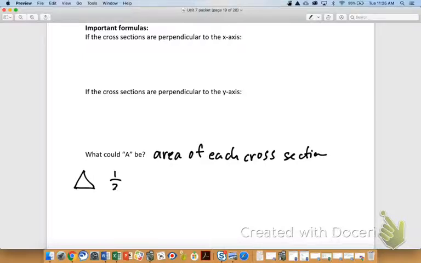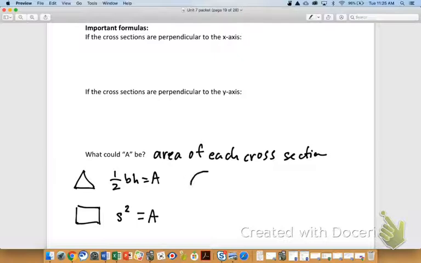1/2 bh. There you go. What if the cross sections are squares? Don't do bh, be specific. Not xy, not lw, something squared. How about side squared? Yeah. So I would just go side squared. Now, the b times h, the l times w, those would all get you the correct answer, but I want the most efficient formula, and the most efficient method would just be side squared for a square.